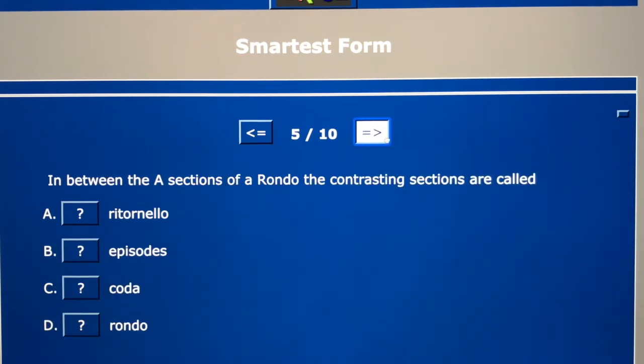Question number 5. In between the A sections of a rondo, the contrasting sections are called A, ritornello, B, episodes, C, coda, or D, rondo.